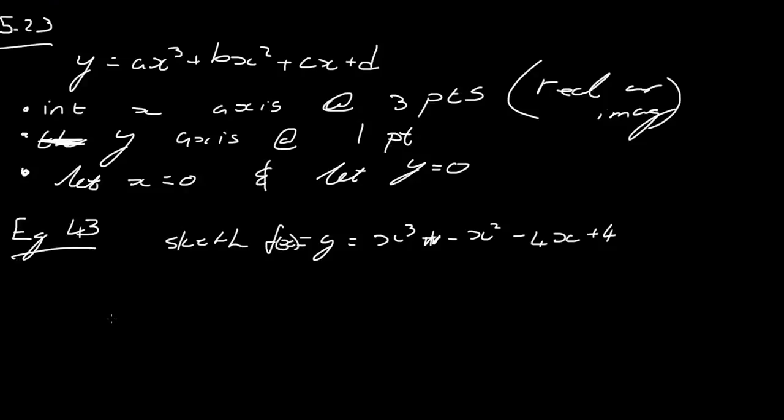So what are we going to try to find first? We're going to find our x-intercepts. To get our x-intercepts, let's do that in red, let y equal 0. So 0 equals x cubed minus x squared minus 4x plus 4.